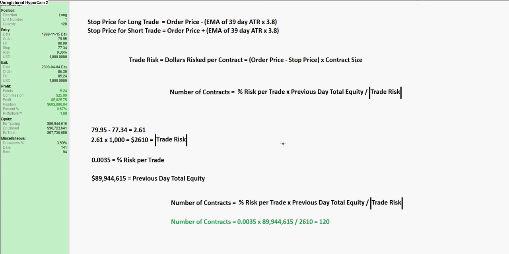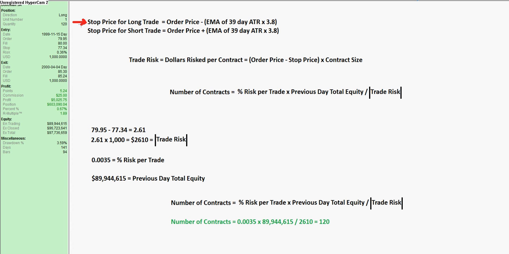First of all, we see this was a long trade, and we bought 120 contracts. Let's look at where that 120 number came from. How did we know to buy 120 contracts? Well, we were using fixed fractional position sizing, which means we're trying to figure out how many contracts to trade based on our stop. If we look over here, we see our order price was $79.95, and our stop was $77.34. We got our stop price from this formula up top, and since we're doing a long trade, we look at this first stop price formula right here.